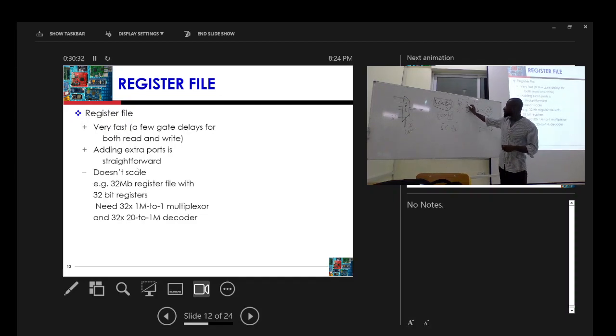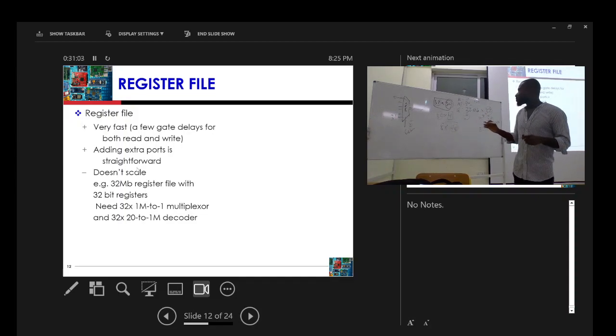Mega is what? Million, or thousand. Here it is 2 to the power 20. So anytime you see megabytes, it's 2 to the power 20, not 10 to the power 6. Giga is 2 to the power 30. So pay attention to this one. It's very important when you are dealing with memory. So now if I have 32 megabits, it means 32 times 2 to the power 20.